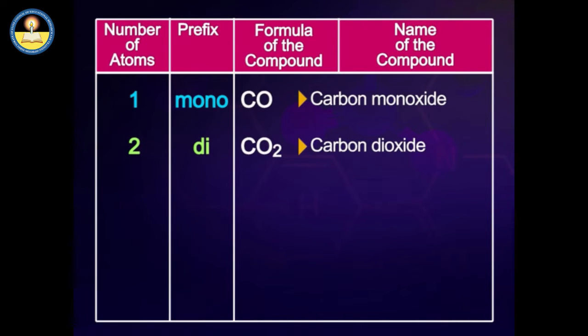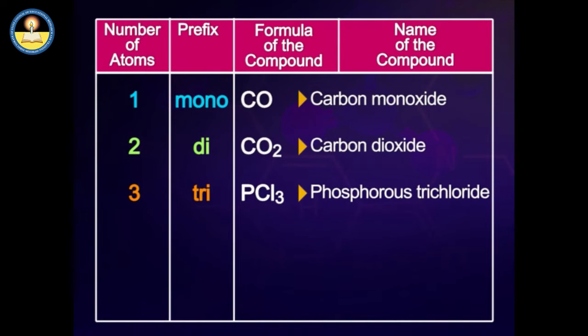Similarly, we see that if the number of atoms is 3, the prefix added is tri. The formula of the compound is PCl3. The name of the compound is phosphorus trichloride. The same is the case when the number of atoms is 4 and 5.